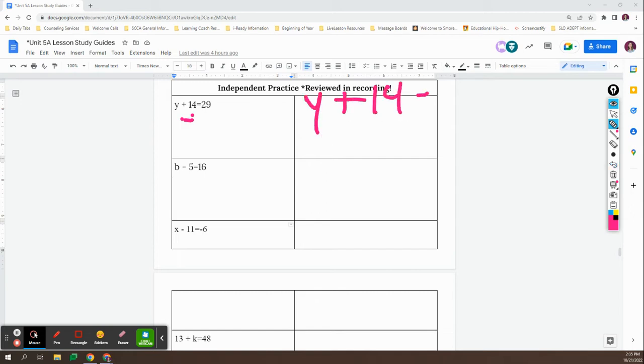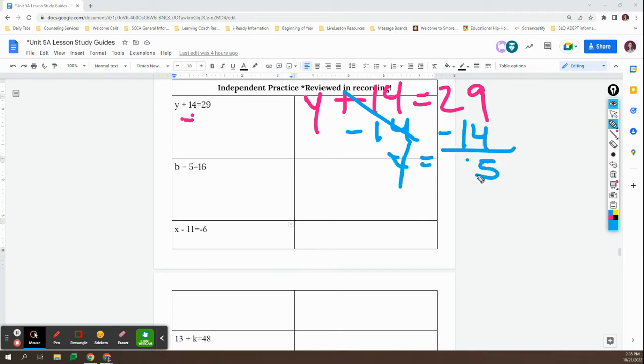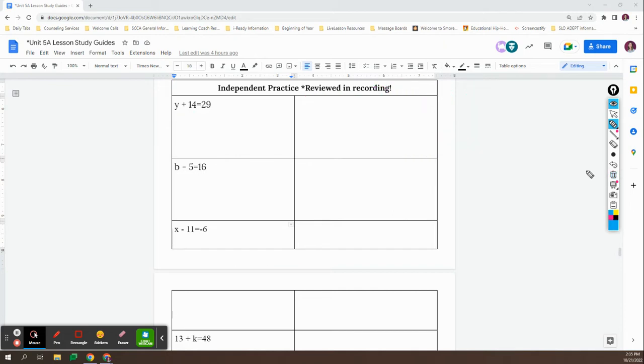So I have y plus 14 equals 29. So I would subtract 14. So positive 14 and negative 14, they cancel out. Then I'm left with y equals, and then 9 minus 4 is 5, and 2 minus 1 is 1. So for this first one, y is equal to 15.